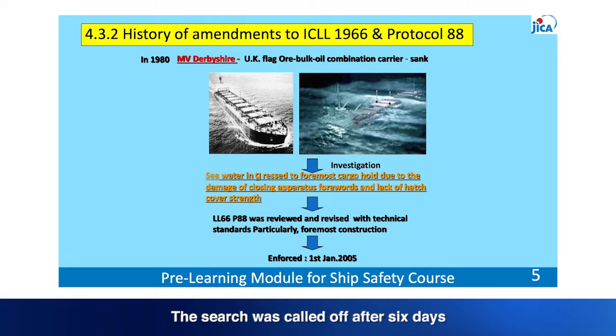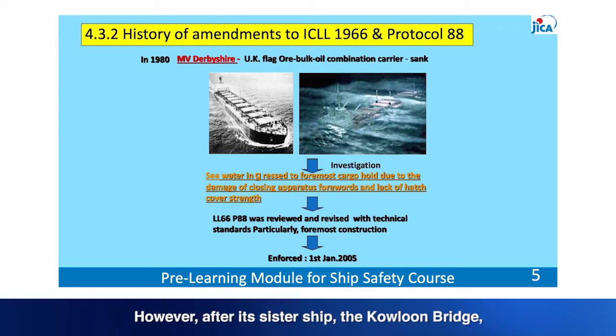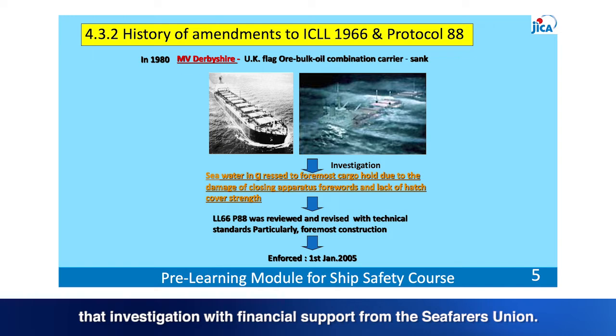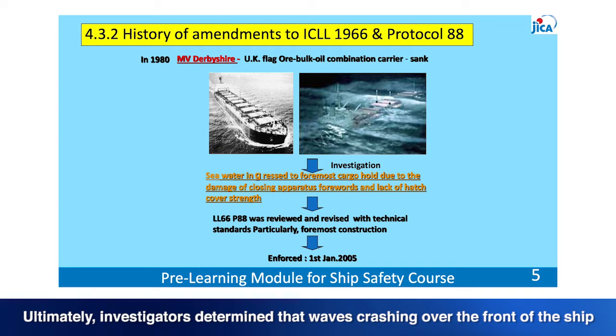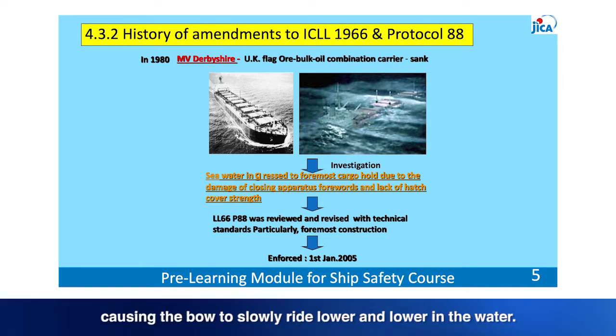The search was called off after 6 days, when no trace of the vessel was found, and it was declared lost. However, after its sister ship, the Kowloon Bridge, sank off the Ireland coast, relatives of the Derbyshire's victims reopened that investigation with financial support from the Seafarers' Union. Ultimately, investigators determined that waves crashing over the front of the ship had sheared the covers off the small ventilation pipes near the bow. Seawater entered through the pipes into the ship's forward section, causing the bow to slowly ride lower and lower in the water.